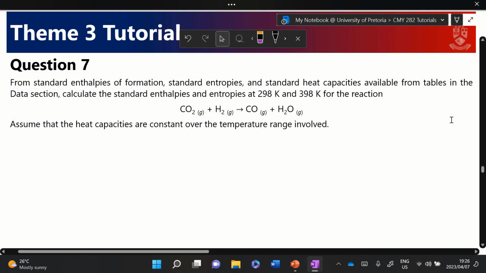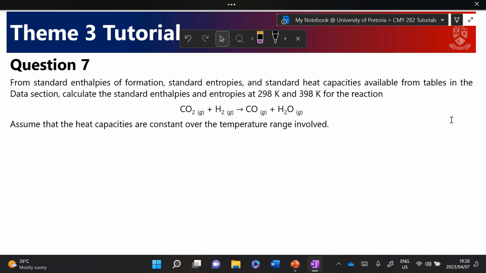Right, so in question 7, we're asked to calculate a bunch of things for a reaction. For this reaction that we're given, we're asked to calculate the enthalpies and entropies at two different temperatures for this reaction using the information given in the data section of Atkins.